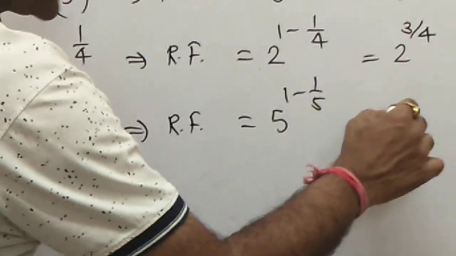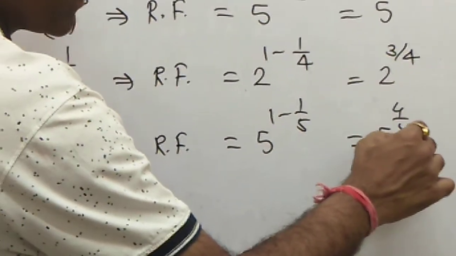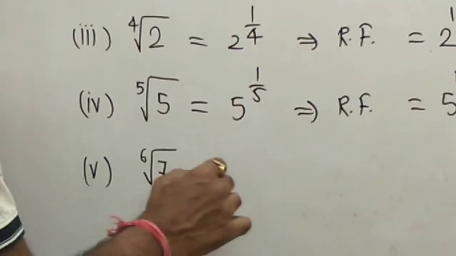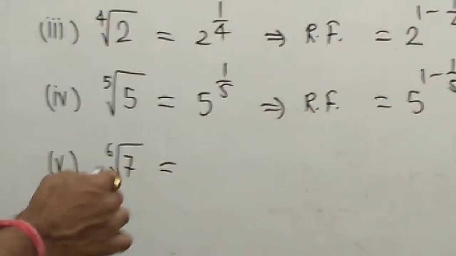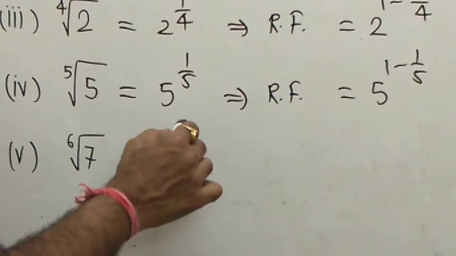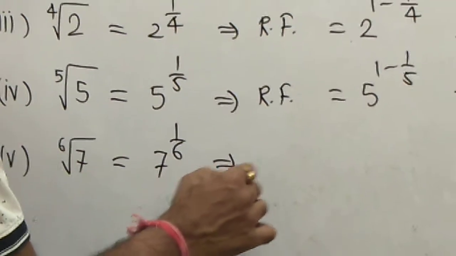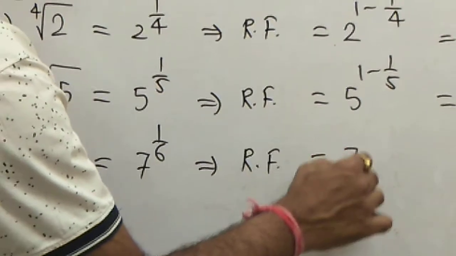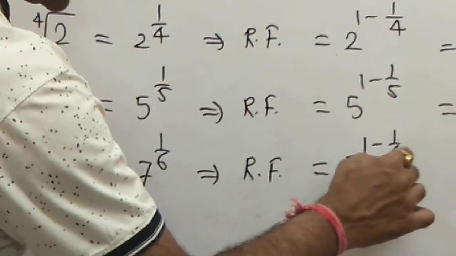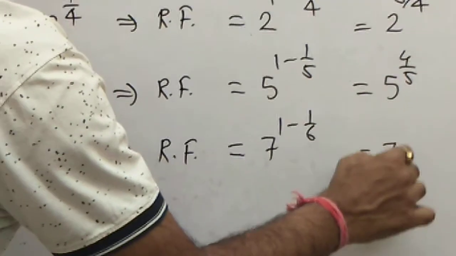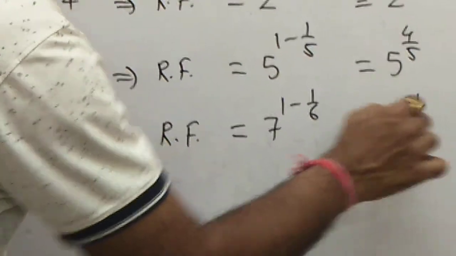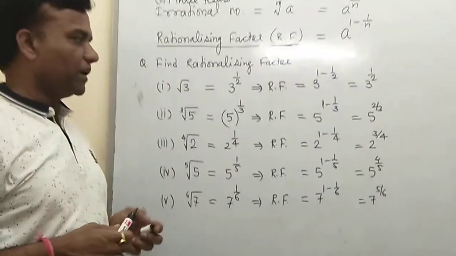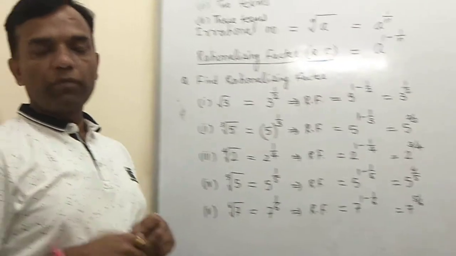It means 5 to the power 4 by 5. Okay, similarly write down the last question, the fifth example you have here, 7 to the power 1 by 6, and then again you find out its RF, that is 7 to the power 1 minus 1 by 6, which is 7 to the power 5 by 6.